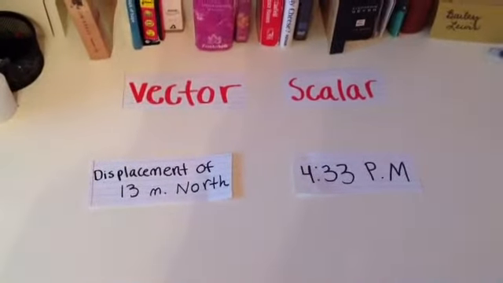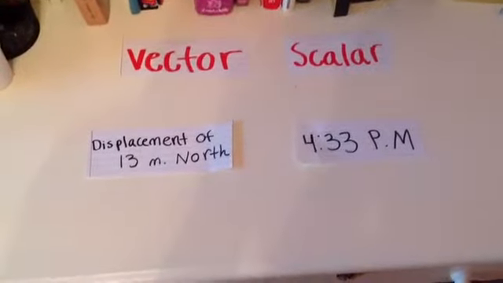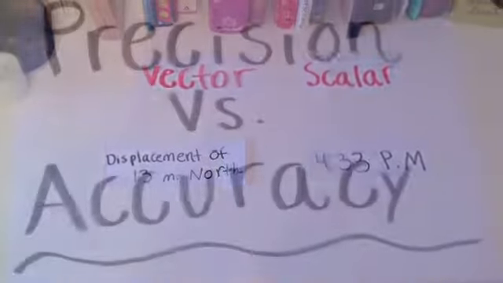Some examples of vector quantities are velocity, acceleration, and displacement. The reason these are vectors is because they both describe magnitude and direction.